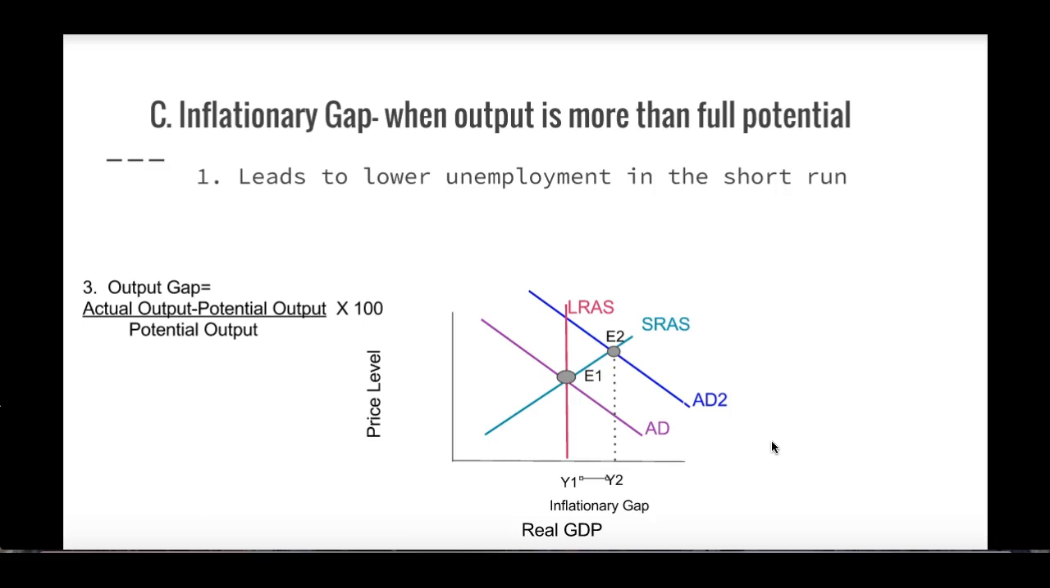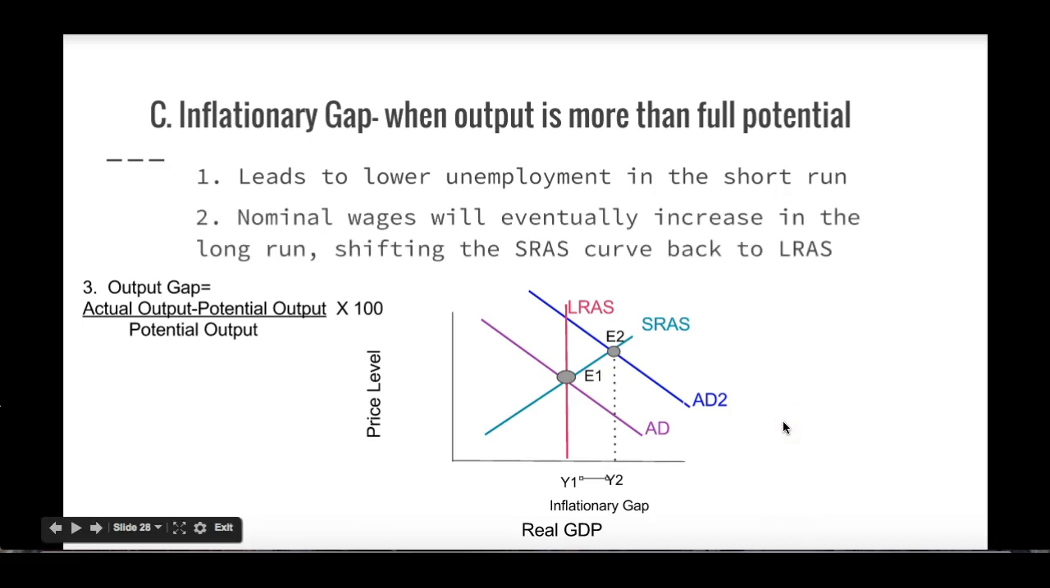And so if the nominal wages go up, what happens to our short-run aggregate supply curve? It's going to shift to the left. So eventually nominal wages will increase in the long run, and it'll shift our short-run aggregate supply curve back to our long-run aggregate supply curve, and now we have a new equilibrium with a higher price level than our original equilibrium at E1.